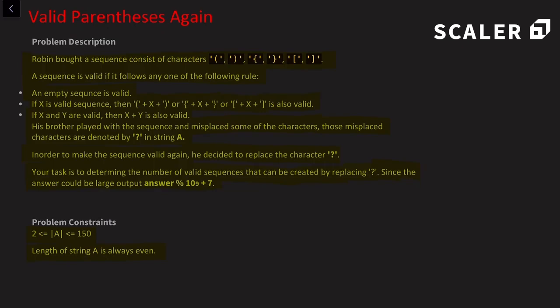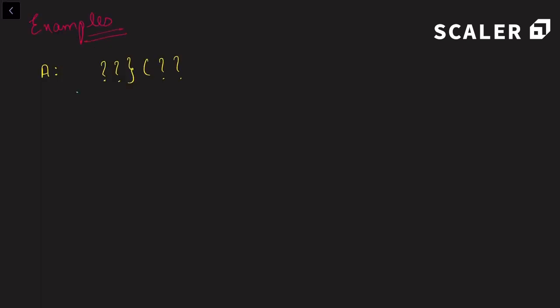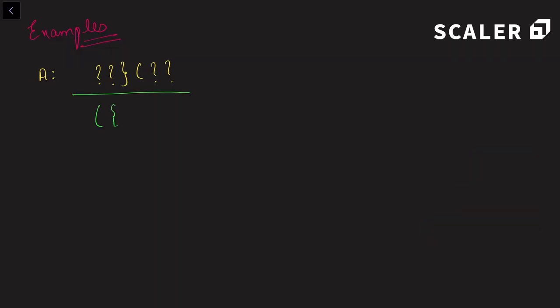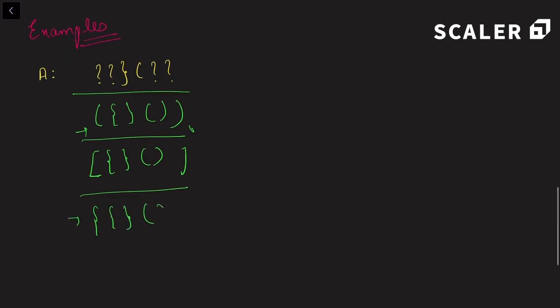Now let us move on to see some examples of this problem. Let's say we are given this string and we need to count the number of valid sequences we can make out of it. I think we can do it like this. This is a valid sequence. Similarly, I can change this outer bracket to something else. Let's take the big brackets. And similarly, I can change the outer braces to curly braces. So this also works. So apart from these three strings, we cannot have any other string.